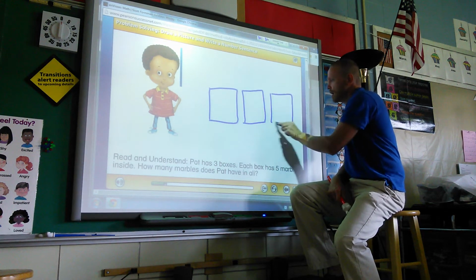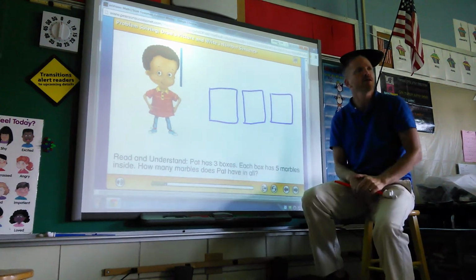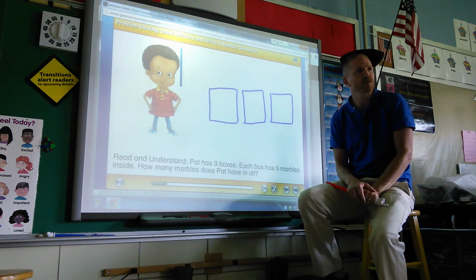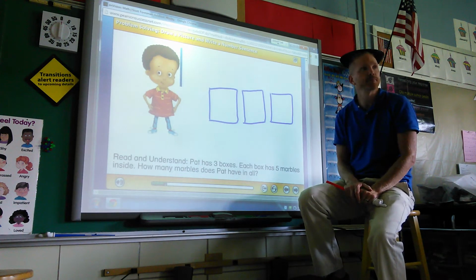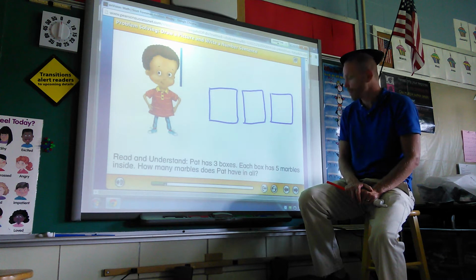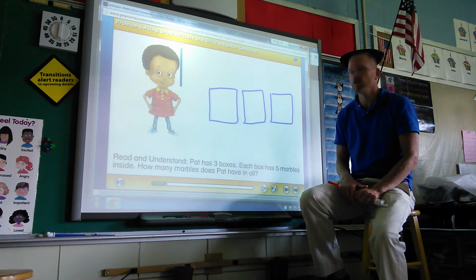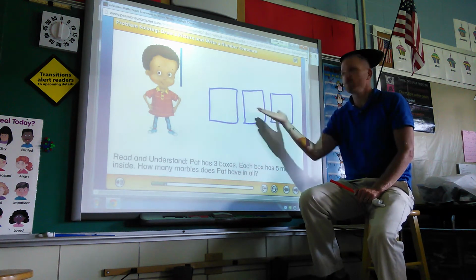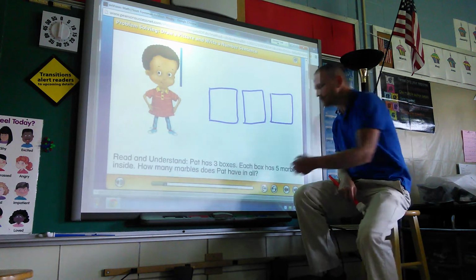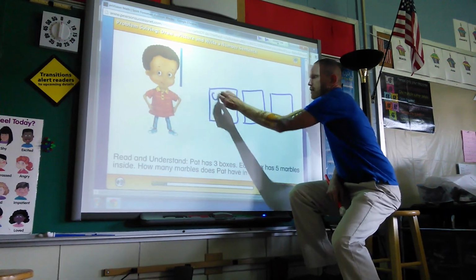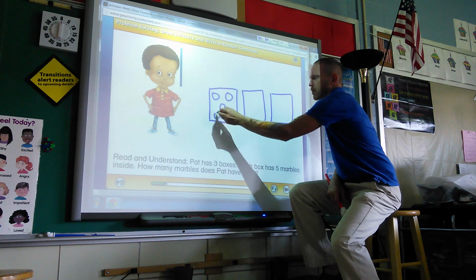We tend to do this ahead of time to just get some practice to make sure when we go on to the next page of the video, they're getting the hang of it. Okay, now it says each box has 5 marbles. How many marbles does Pat have in all? So how many marbles would you put in each box? You would put 5. So go ahead and draw the 5 marbles in.